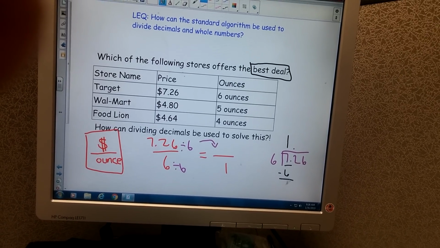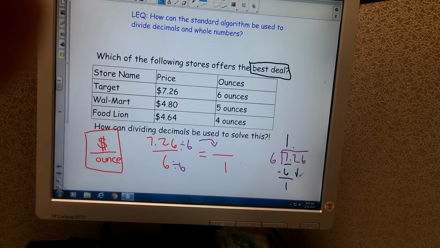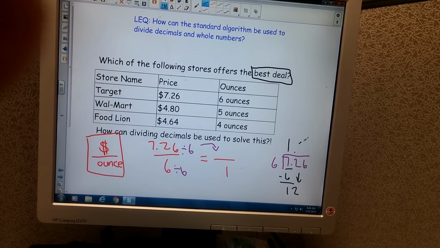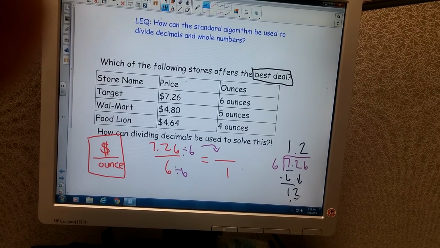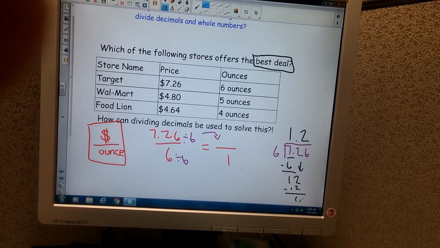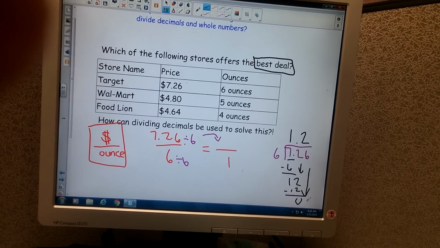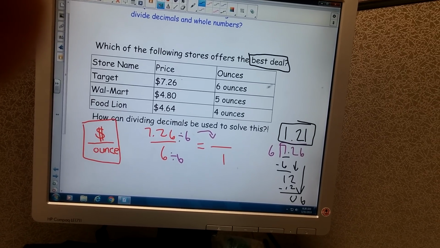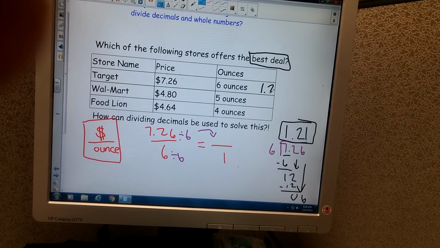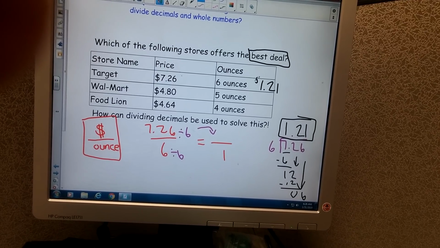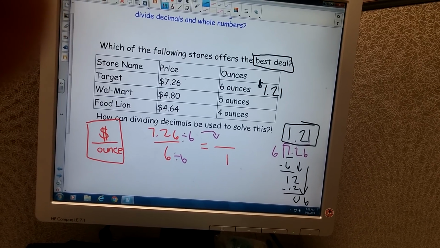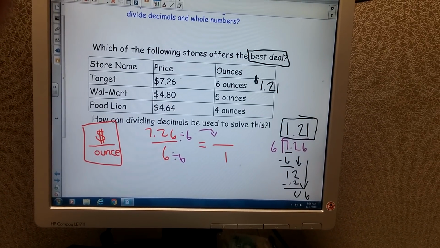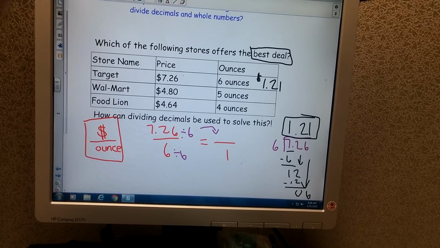I subtract. 7 minus 6 is 1. I bring down my 2. If I have 12 to give to 6 people, well, I know that 6 times 2 is 12. I subtract. I bring down my last 6. And 6 can go into 6 1 time. And so I know that at Target it is $1.21 per ounce. Your job is to figure out how much it costs at Walmart and Food Lion per ounce. Pause the tape and do it now.